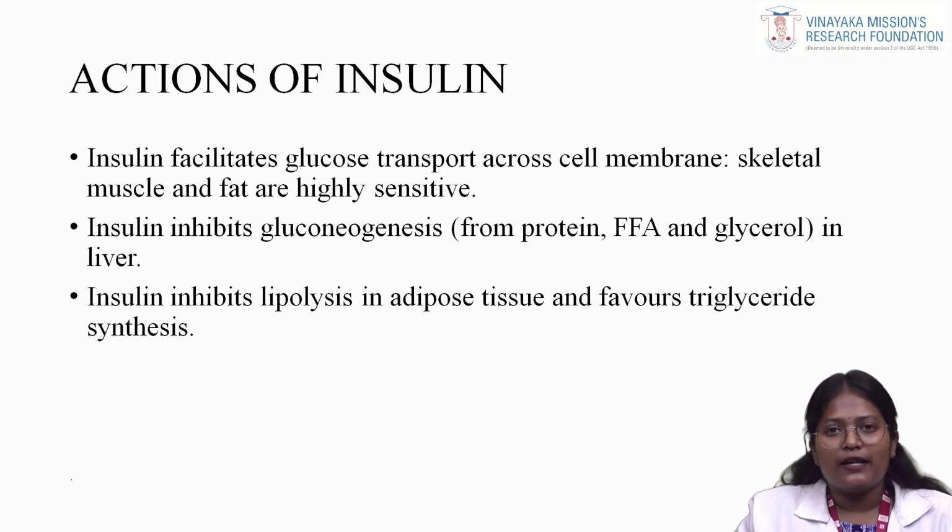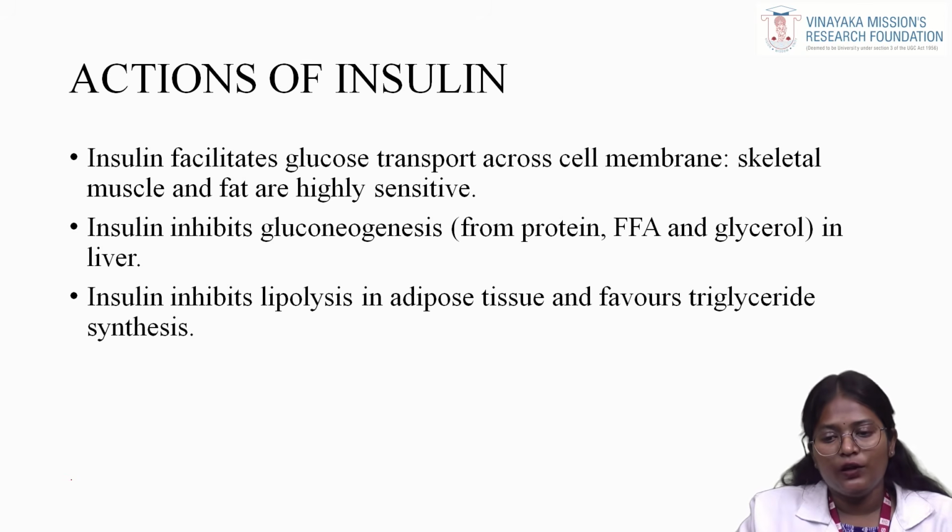Now moving to the actions of insulin. Insulin facilitates glucose transport across the cell membrane. Skeletal muscle and fat are highly sensitive. As we said, once the insulin is released into the bloodstream, it will be stimulating the muscles, heart and the fat tissues to take up the glucose and use it efficiently for energy production. That is one of the primary actions of insulin.